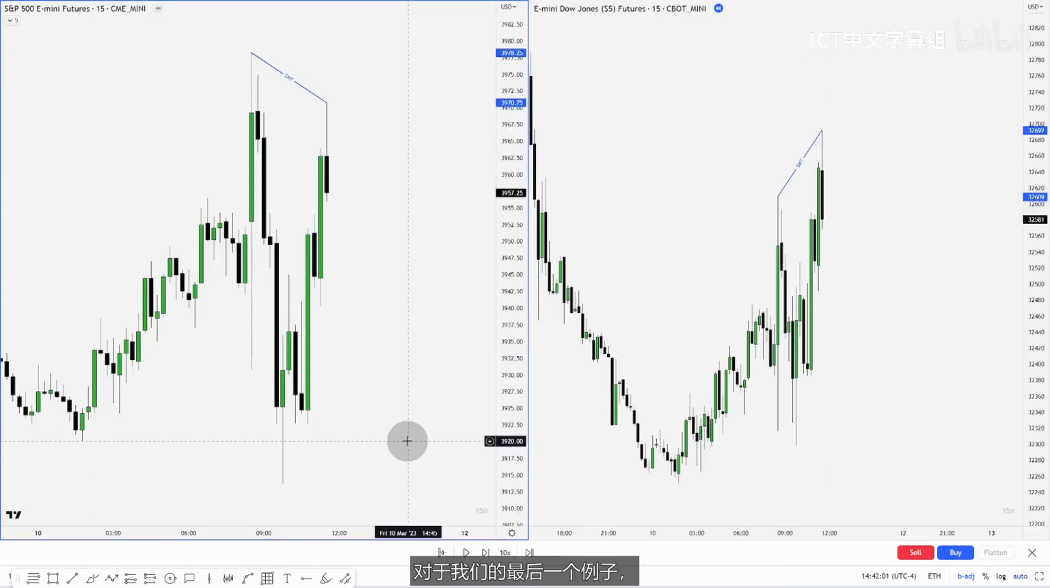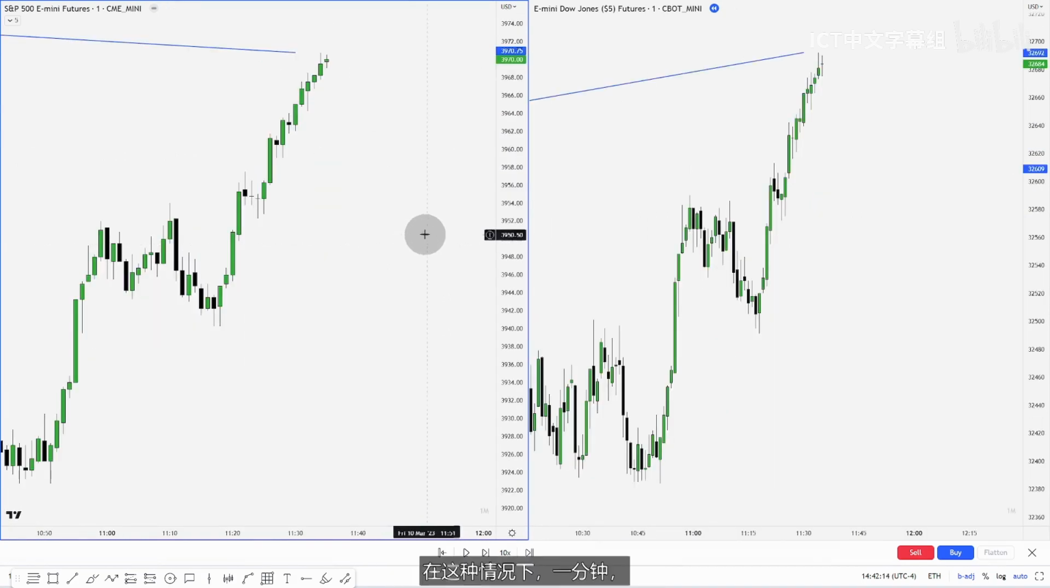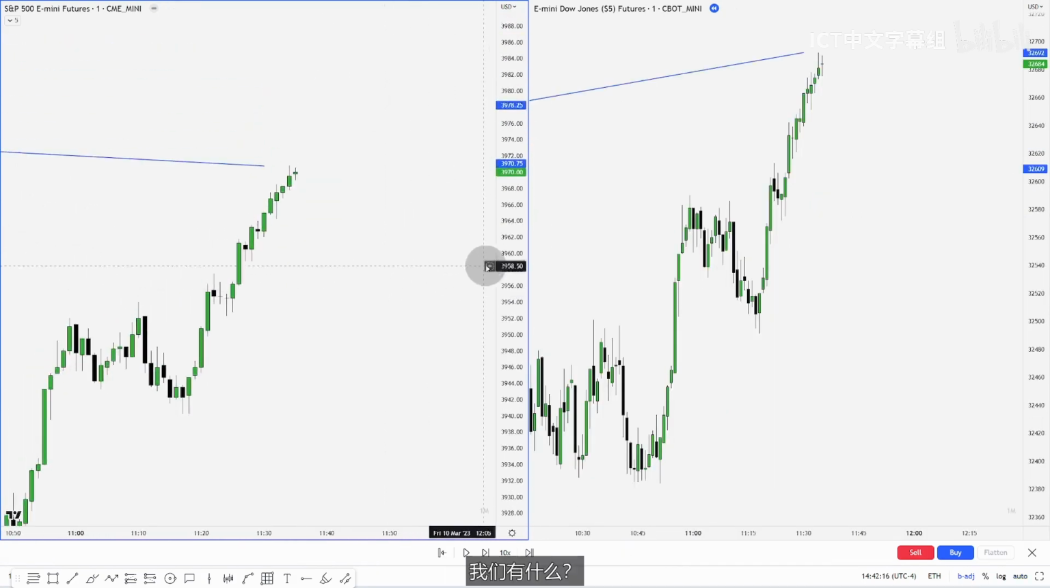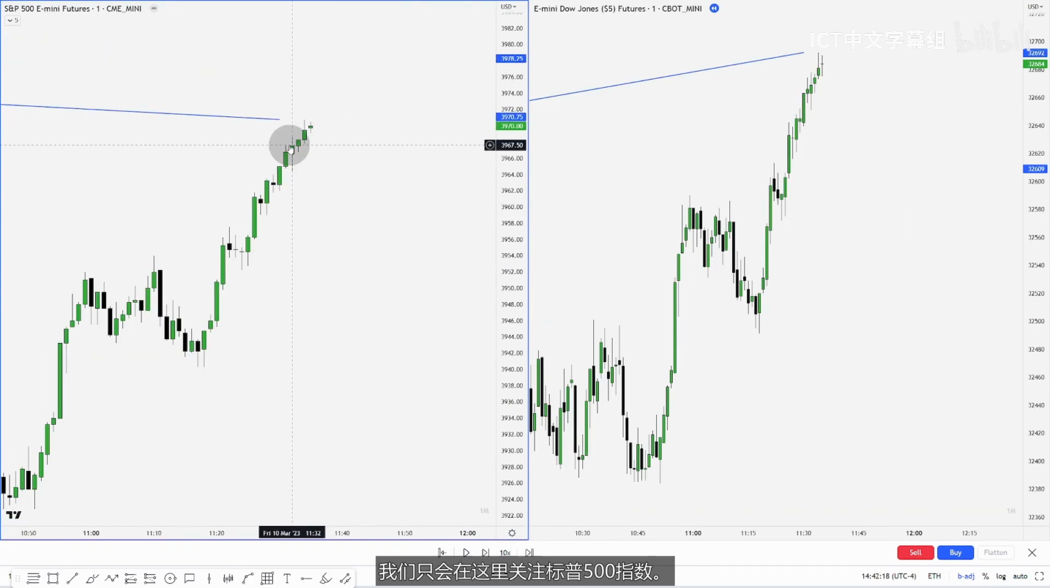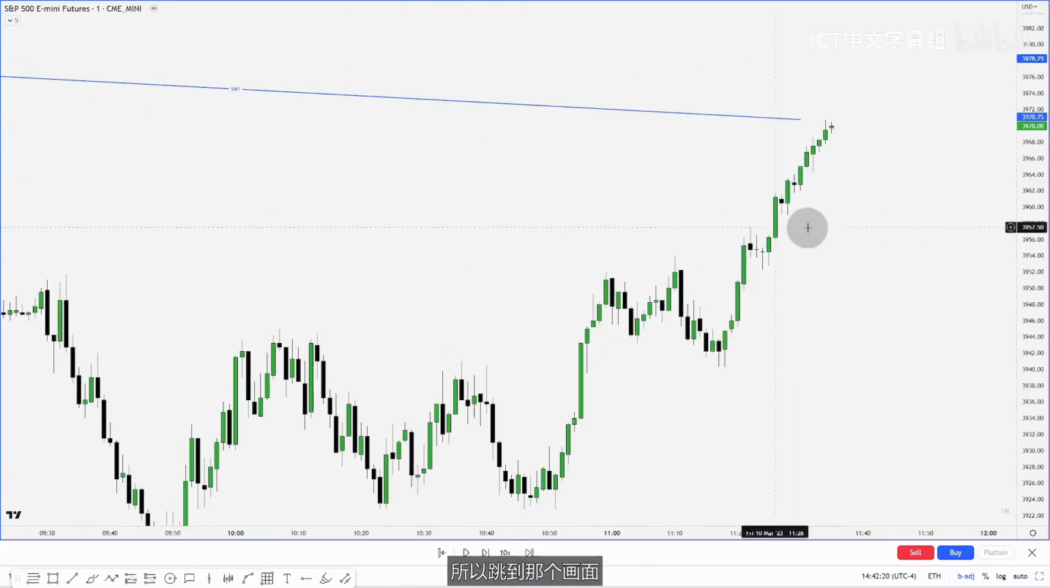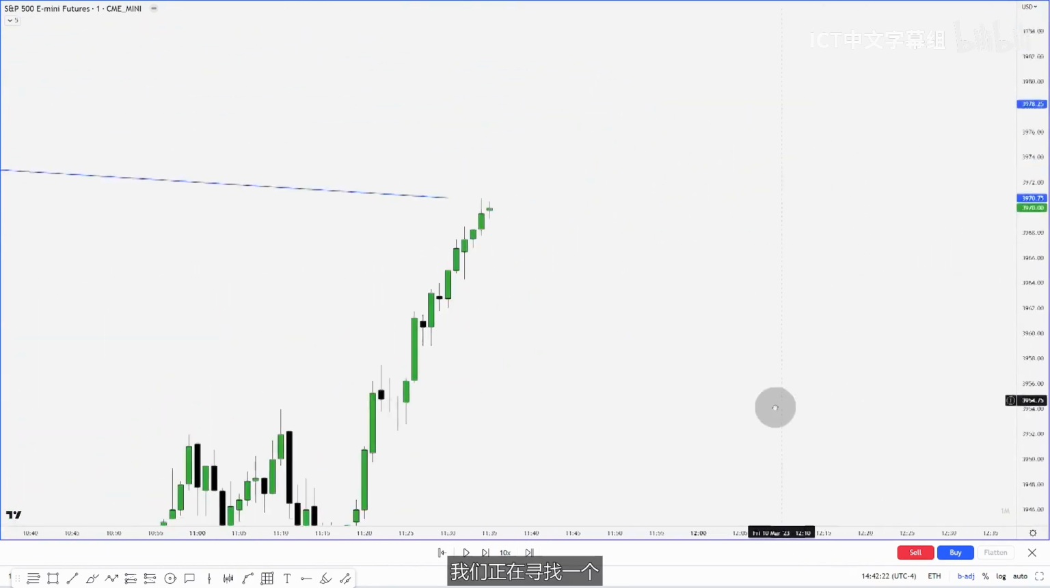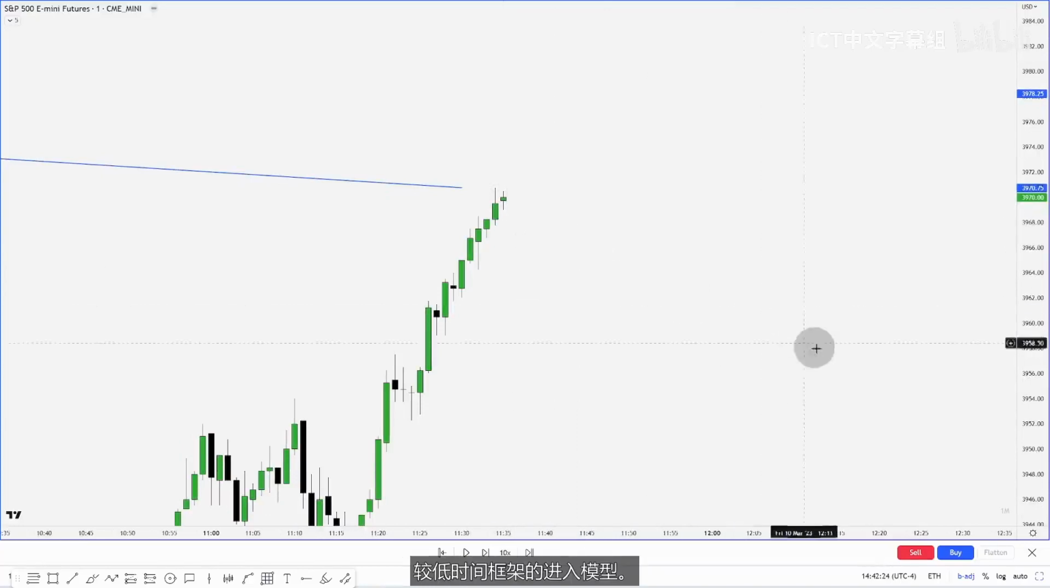For our final example here, we will go back to the price action we were looking at the very beginning of this video, right here with this SMT between the S&P and Dow. So going into our lower time frames, in this case the 1 minute, what do we have? We're just going to focus on the S&P here, so hop into that screen, and we are looking for a lower time frame entry model.